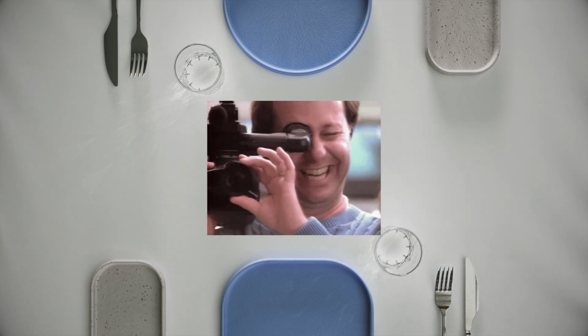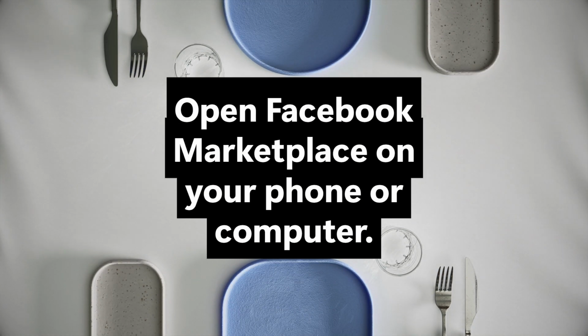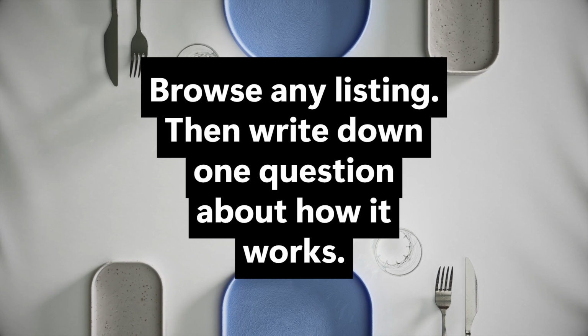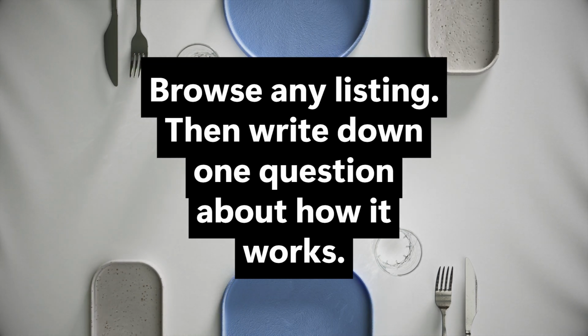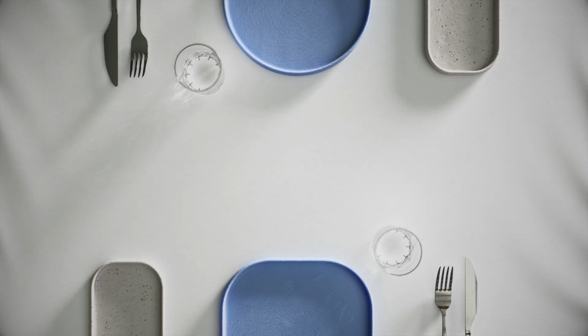Before the next video, one small task. Open Facebook Marketplace on your phone or computer, browse any listing. Then write down one question about how it works. For example, where does the listing image come from? How does the site know who you are? Where is the price stored? There is no correct answer, just your honest curiosity. Bring that question to your next class session. By Module 7, you will be able to answer it yourself.